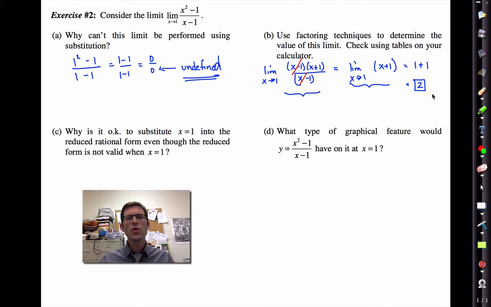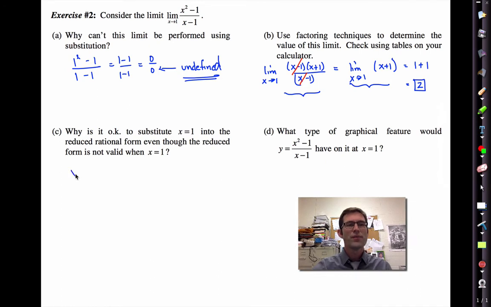Now, let's talk about letter C. It says, why is it okay to substitute x equals 1 into the reduced rational form, even though the reduced rational form is not valid when x is 1? So let's talk about something here a little bit. All right, forget about that question overall. I want to talk a little bit about equivalence. All right, so in previous courses, you have probably very often written stuff down like this.